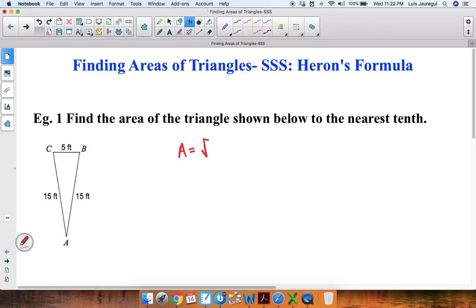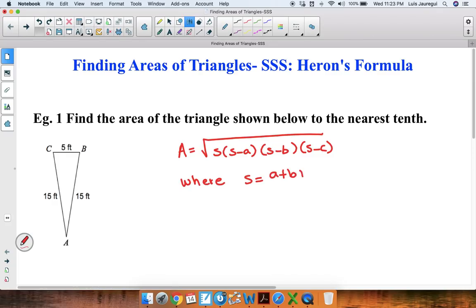Area is equal to the square root of s times (s minus a) times (s minus b) times (s minus c), where s is defined as follows. s is simply a plus b plus c divided by 2. Now with that said, we can take a look at example 1.